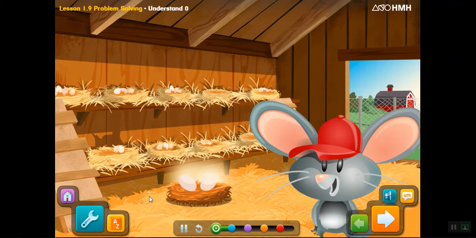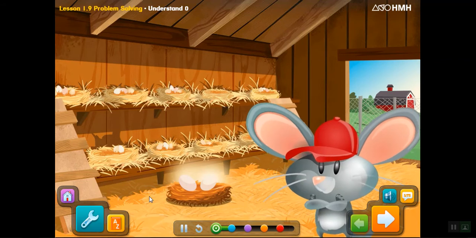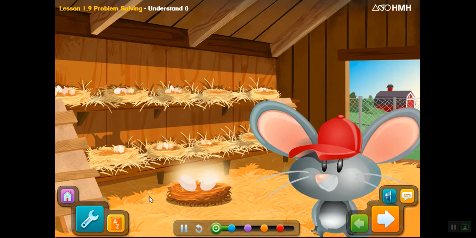Wow! There are 2 eggs in this nest. Maybe I should take these eggs to their mother so she can keep them warm. But should I take both eggs? If I do, what number will show how many eggs are in the nest? We'll need to find out what the number is to solve this problem. Come on, let's find out what the number is.